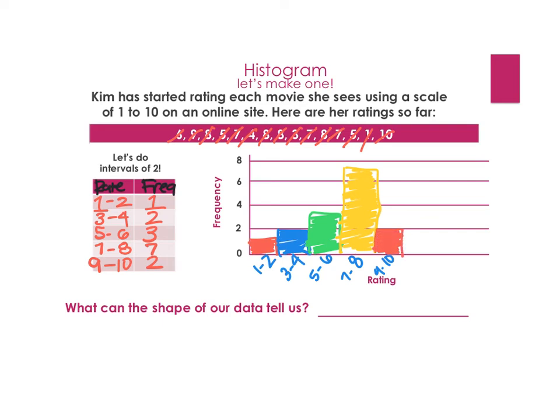All right. So now looking here, it says, what can the shape of our data tell us? Well, we can ask ourselves all those questions like, what's the peak? Yeah, 7 to 8. Are there any outliers? No. Are there any gaps? No. Where's the cluster? All the way from 1 to 10. The whole thing is a cluster. Is it symmetrical shape or is it asymmetrical? Definitely asymmetrical. Okay. What's the most common rating that she gave? A 7 or an 8.